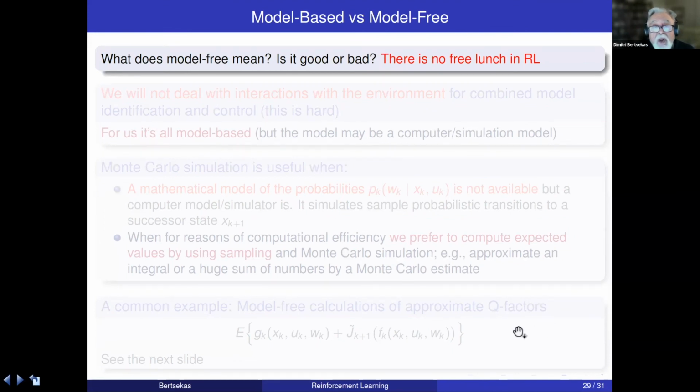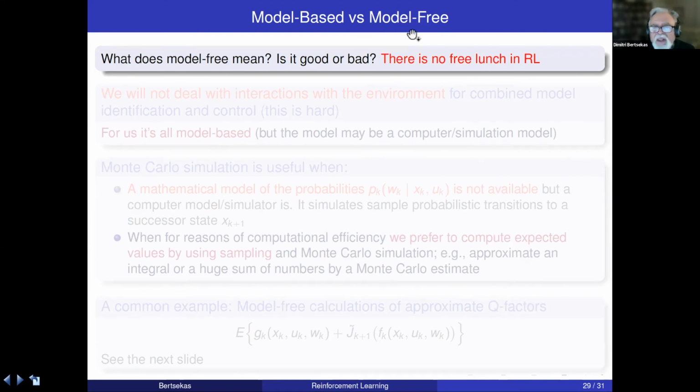In reinforcement learning, a lot is made about model-based methods and model-free methods. Generally, when you hear the term free, you ought to be a little suspicious. Is it good to be model-free? What's the price to pay for the free? Usually they don't tell you what the price is, but there's always a price. There's no free lunch. There's always a price for something that comes free to you.